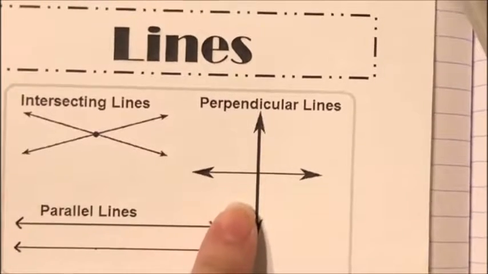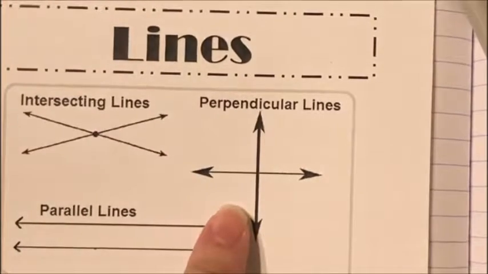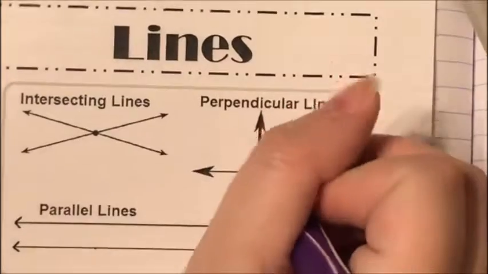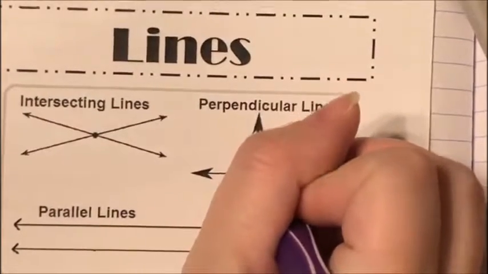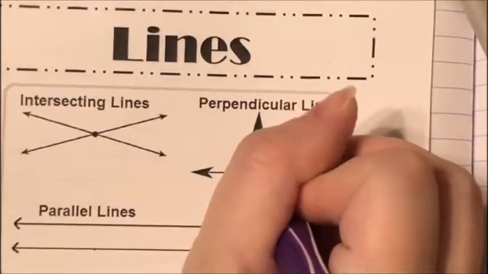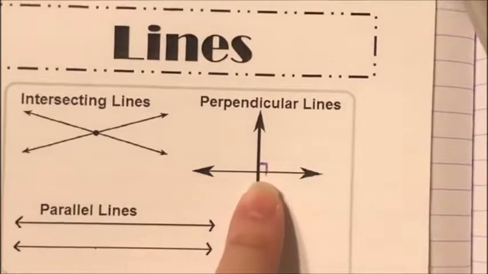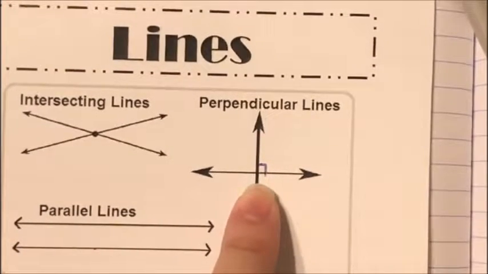You can see perpendicular lines. Perpendicular lines always meet at a 90-degree angle. So again, they only cross once, but they meet at a 90-degree angle. Okay, and we use this symbol to represent 90 degrees.